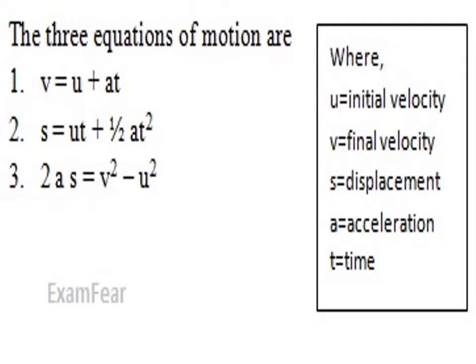The equations of motion are written: v = u + at. This is a very important equation. These three equations you should remember every time. The second equation is s = ut + 1/2 at². And the third is v² = u² + 2as. These are the three equations of motion.